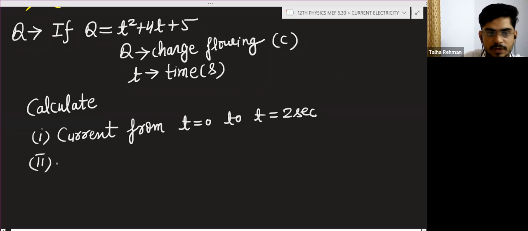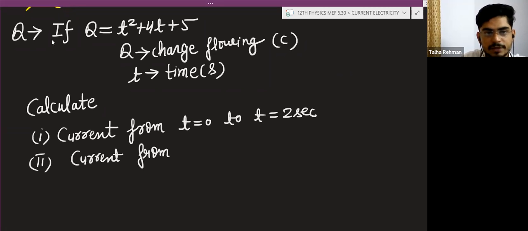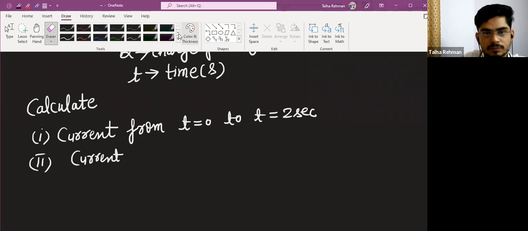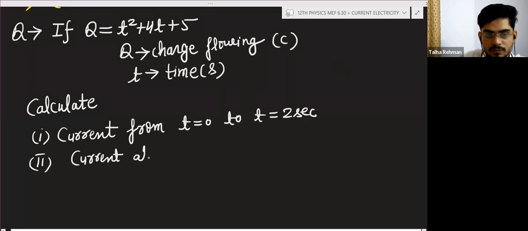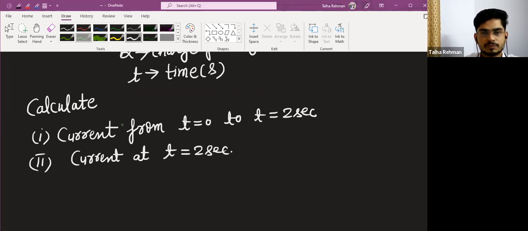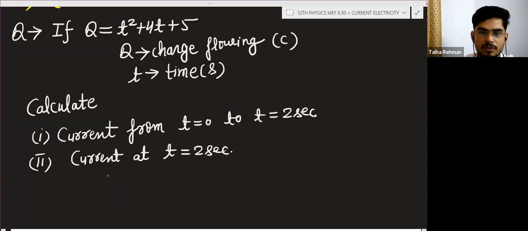Second part is we have to find the current at t is equal to 2 seconds. And here charge is varying with time. The equation of charge is given this. And we have to find the current. Answer 1.